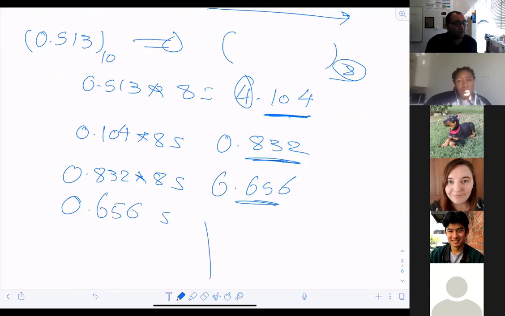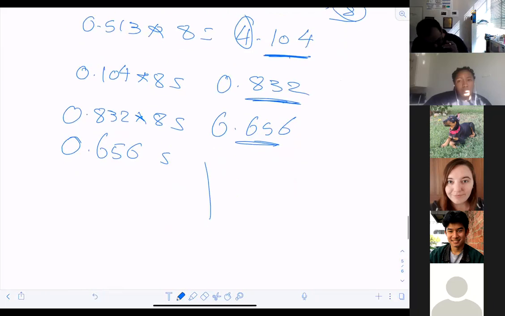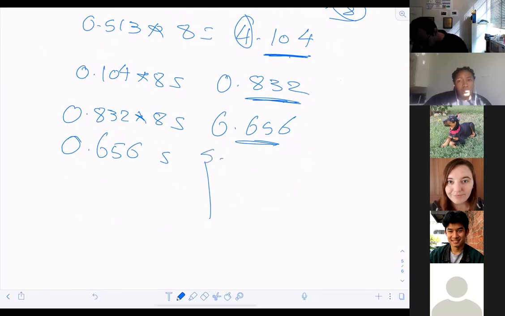You're going to continue to what? Forever, if you want, or up to a certain digit. It's up to you. So 0.656 times 8 is going to be 5.248, and you can continue.